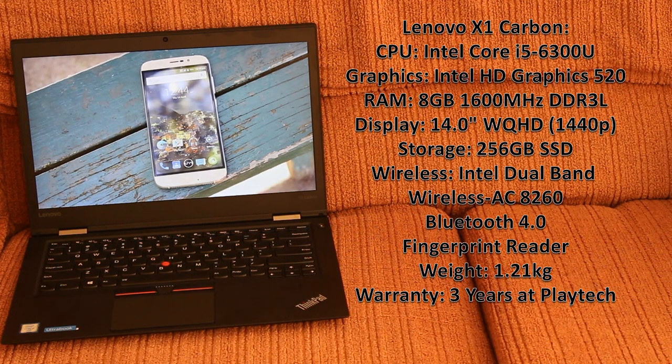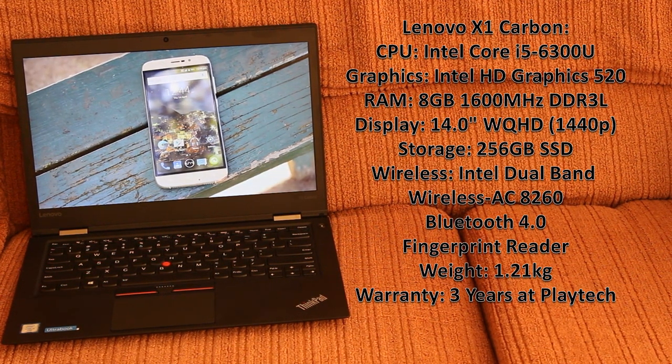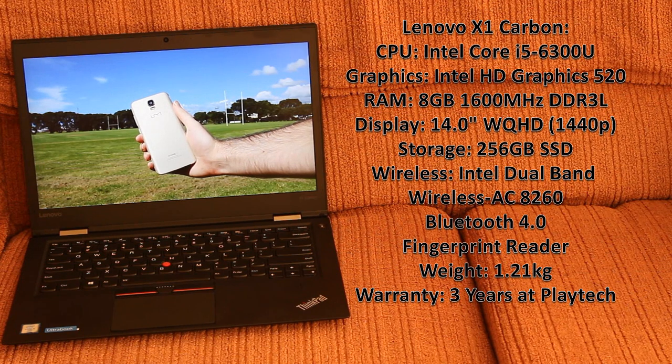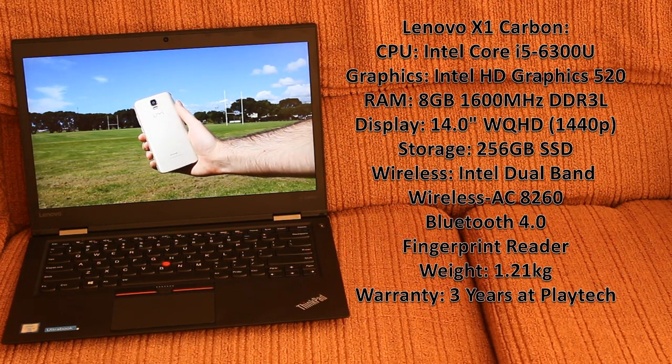So specs-wise, it's pretty standard as far as an Ultrabook goes, coming with the Intel i5-6300U CPU. That's a 14-nanometer dual-core CPU with hyper-threading, which means it'll have four threads, with a 2.4 GHz base clock, but it'll turbo all the way up to 3 GHz. That's pretty reasonable, and it's coming with a 15-watt TDP.